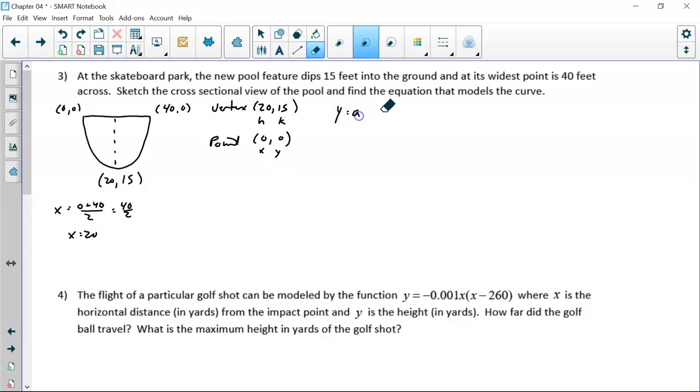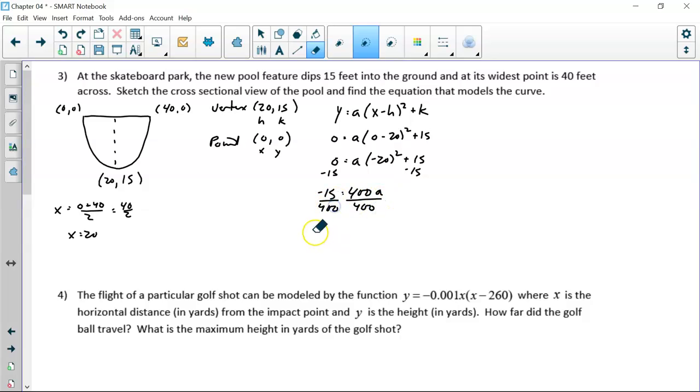So y equals a, x minus h squared plus k. So 0 equals a times 0 minus 20 squared plus 15. 0 equals a times negative 20 squared plus 15. I'm going to subtract 15 from both sides. Negative 15 equals negative 20 squared is 400, a. Divide both sides by 400. And then we can reduce. a equals negative 3 over 80.